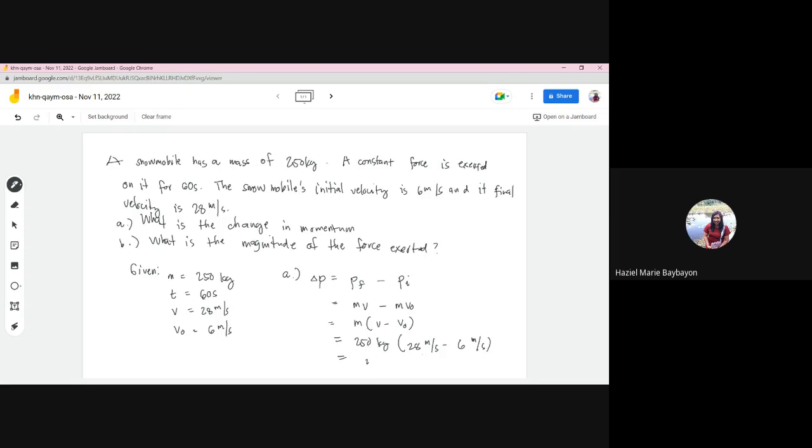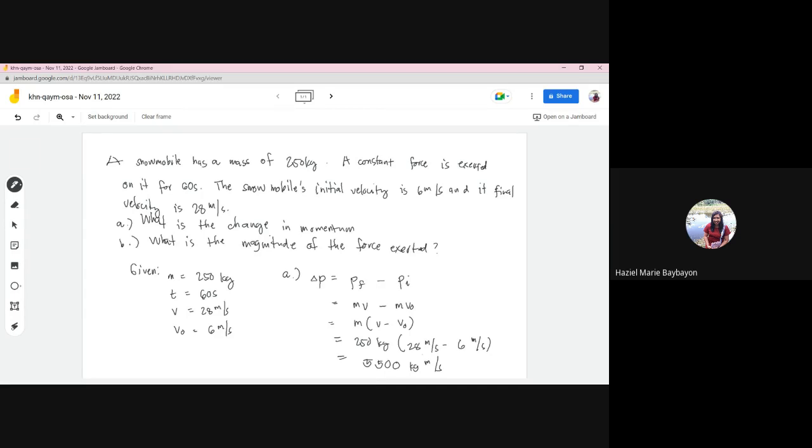So it is equal to 5,500 kilograms meter per second. Okay, so 250 multiplied by 22, that is equivalent to 5,500 kilogram meter per second. So this is the change in momentum.